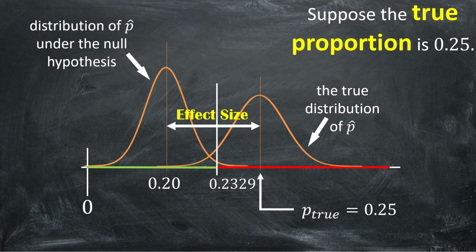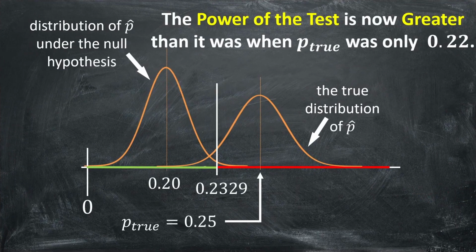So increasing the effect size, what impact does that have on test power? Well, the power of the test is now greater than it was when p true was only 0.22. And how can you tell?